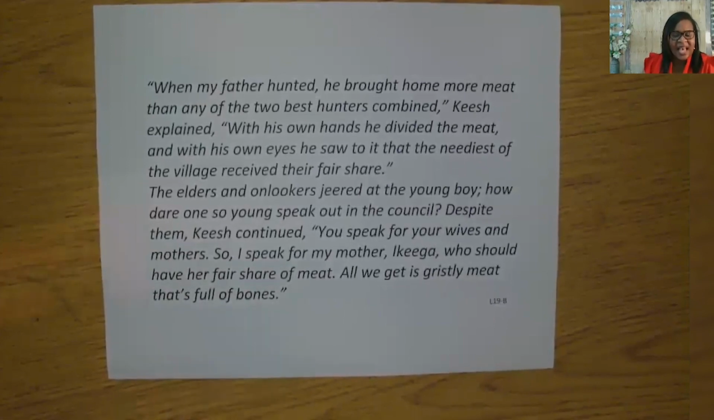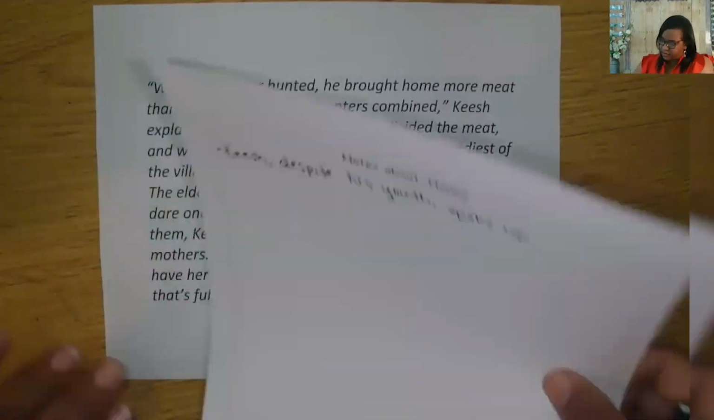After reading this, I need to ask myself, what in the passage tells me something about leadership? Did you hear anything? During this part, it seems like he showed leadership because he was willing to speak for all the people in the village who were going hungry, even though the elders and onlookers jeered at him. Let's put that on our chart. Speaks up for others.